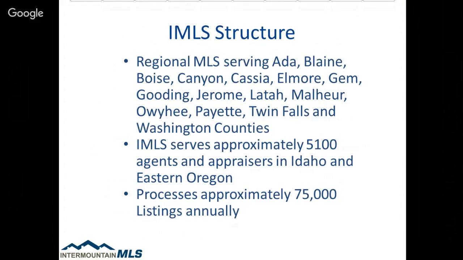We are a regional MLS, covering from Ontario to Twin Falls, and Latah County up in northern Idaho. Moscow was just recently added. They became part of Intermountain MLS. There's about 5,100 agents in Idaho and Eastern Oregon. About 75,000 listings annually go through Intermountain MLS.